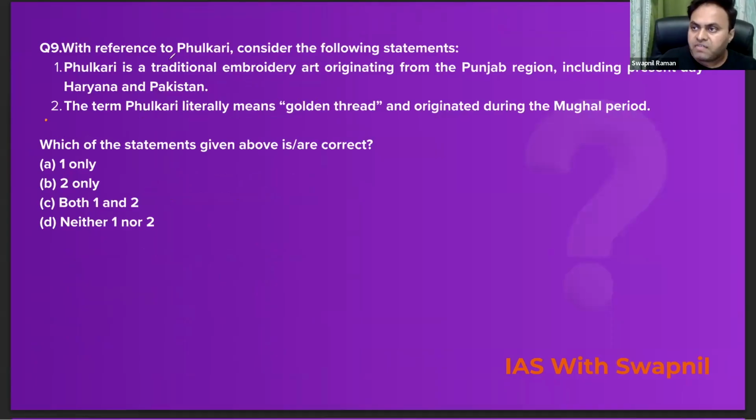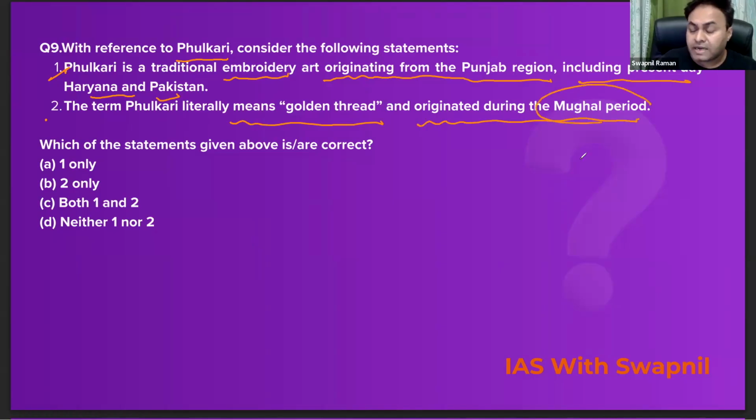So, question number 9. With reference to Fulkari, consider the following statements. The first statement says it is a traditional embroidery art originating from Punjab region, including the present day of Haryana and Pakistan. Absolutely correct. Second statement says the term Fulkari literally means golden thread and originated during the Mughal period. No, that's not correct. इसका जो origin है वो Persian है. Clear? मतलब ईरान से influenced है ये. और ईरान में सिमिलरली एक लाइक एम्ब्रॉयडरी होती है दैट इज गुलकारी. So question is which of these statements given above is correct? Only one. Clear?